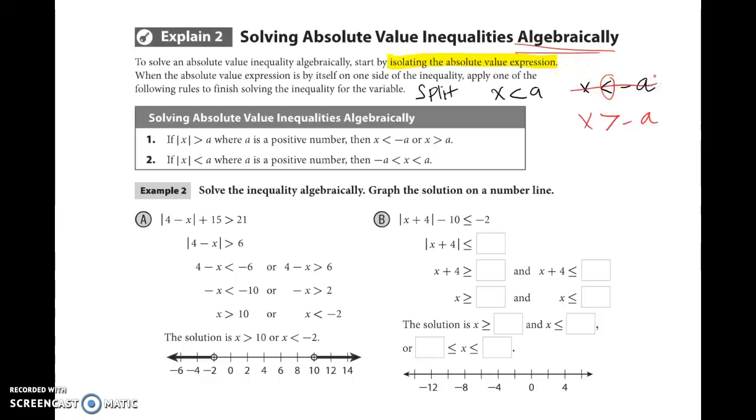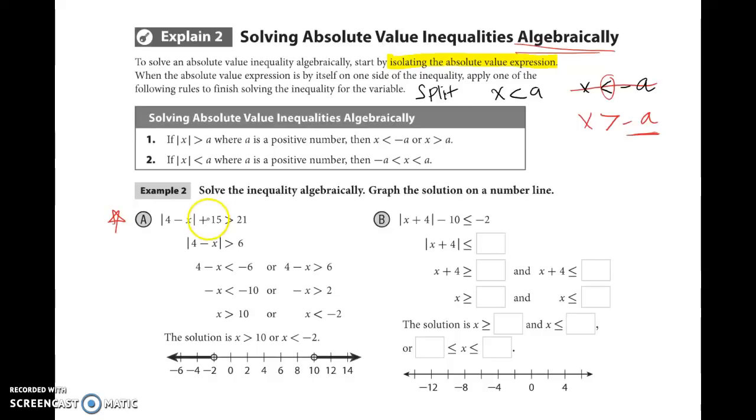And so the way that the book sets it up is it says, well, if you're talking about a greater than symbol, you're going to set it up as an or statement. And if it's a less than symbol, then you're going to set it up as an and statement here. But what's really happening is you're flipping the inequality sign when you set it equal to that negative a value. So I'm going to show you what that looks like using example A here.